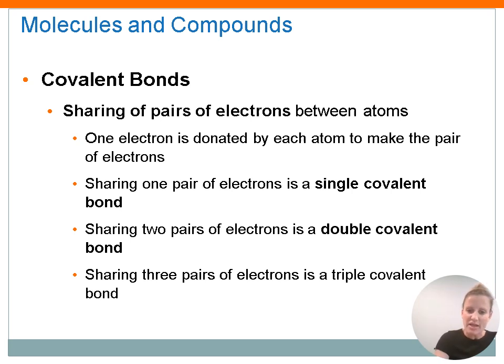Sharing two pairs of electrons is a double covalent bond. So you would draw two lines. So like C, two lines C. That's sharing two pairs. So 4 electrons. Sharing 3 pairs is a triple covalent bond. That's 3 lines. We don't really see that very often in humans.